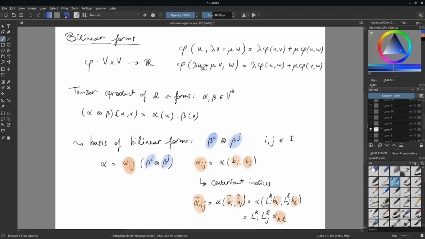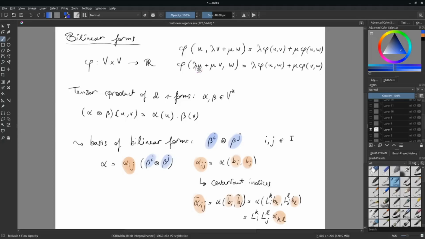Same thing if I have a linear combination in my first argument, but it does not have to be, and usually it is not linear in both arguments at once. And so that's where things stop.